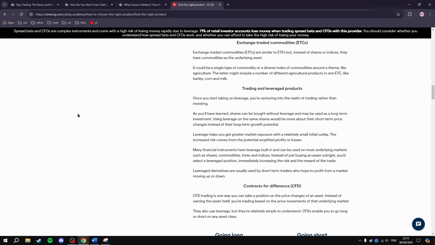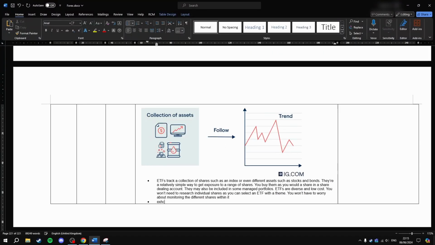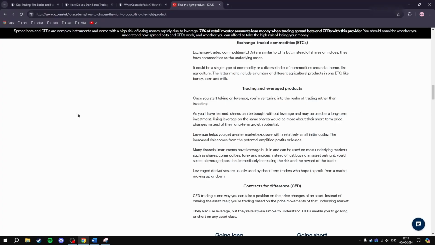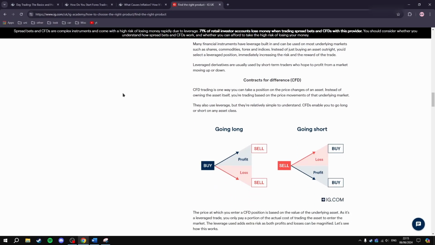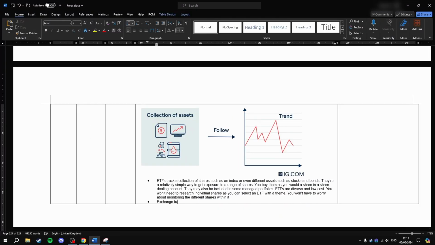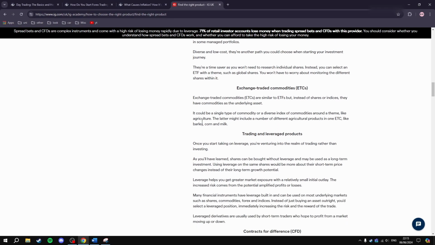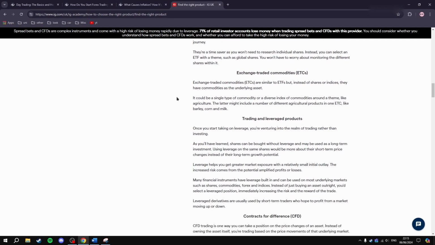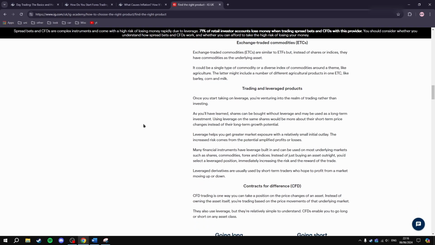Exchange traded commodities. That's a new one. Exchange traded commodities are similar to ETFs, but instead of shares or indices, they have commodities as the underlying assets.